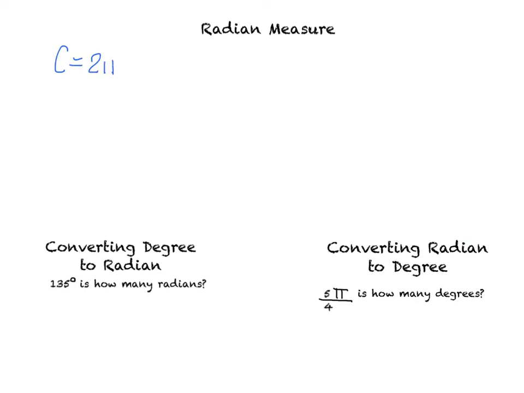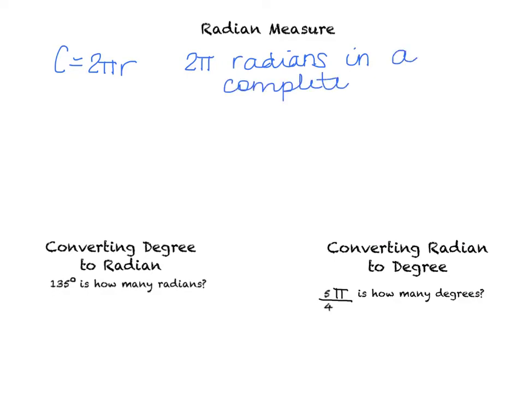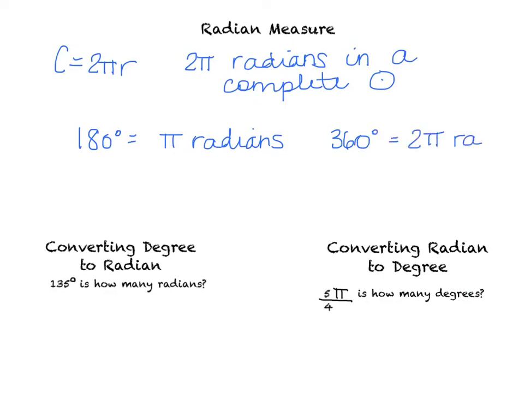Circumference is 2 pi r, which means that there are 2 pi radians in a complete circle. And I denote circle with a circle and a dot in the middle. So 180 degrees then would be pi radians, and 360 degrees is 2 pi radians.